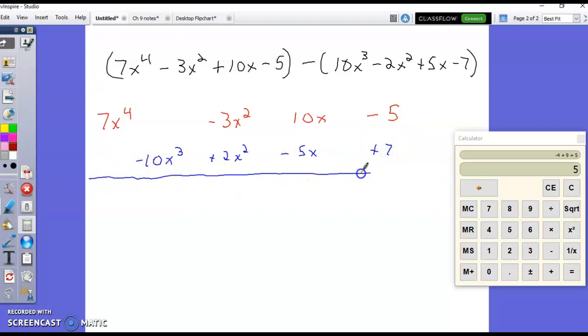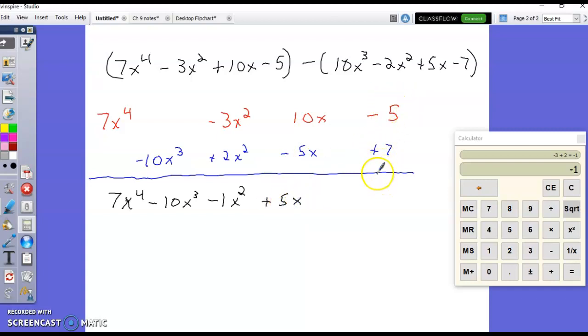All right, so now all we have to do is combine all the like terms. In this example, there is no other x to the fourth, so 7x to the fourth would be that one. There's no other x to the third, so I'm just going to write the negative 10x to the third down. There's a negative 3 plus 2. Again, be careful with your negative signs. So negative 3 plus 2, that gives us a negative 1. Negative 1x squared. 10 and a negative 5. So 10 minus 5, that would give us a positive 5x.